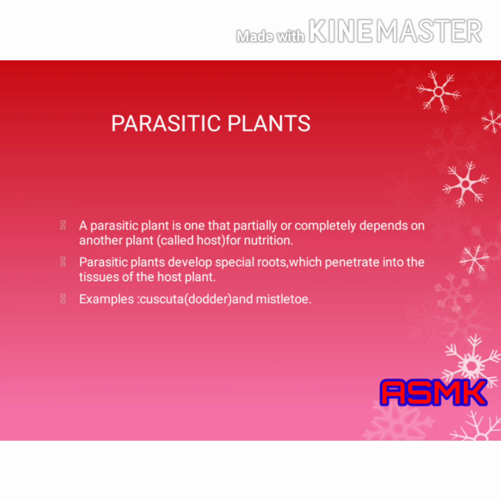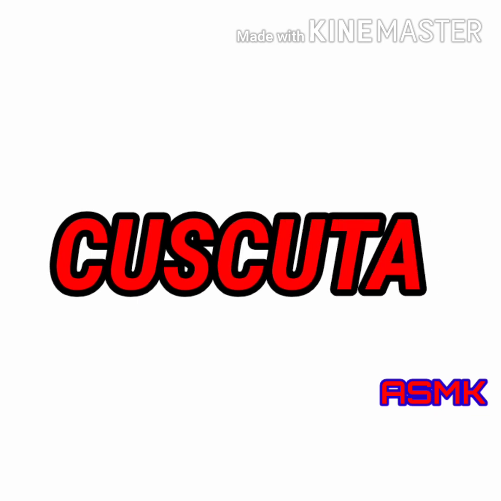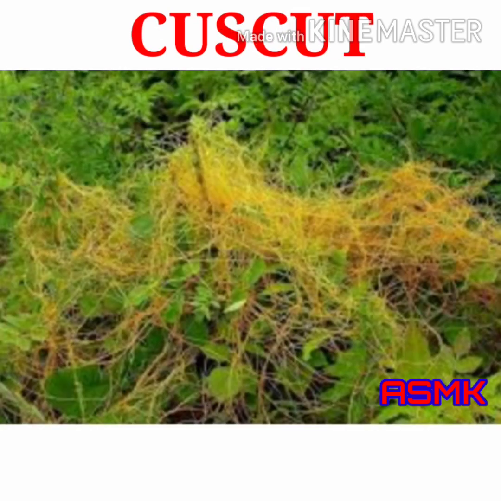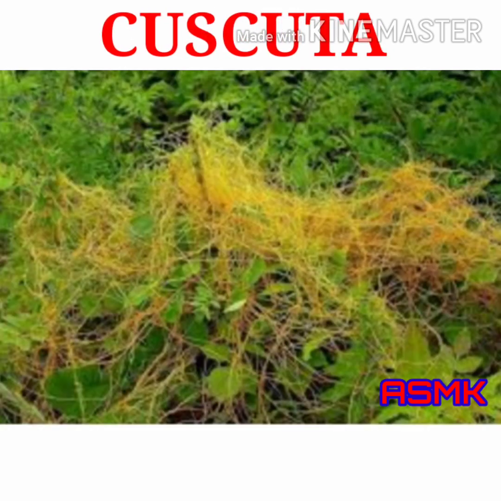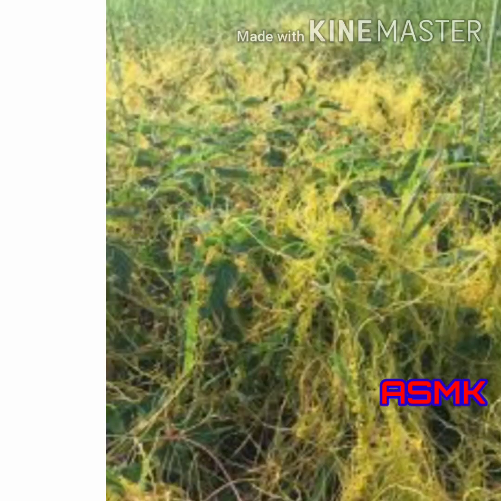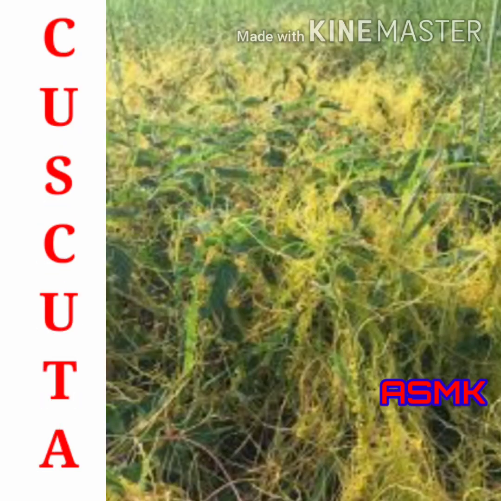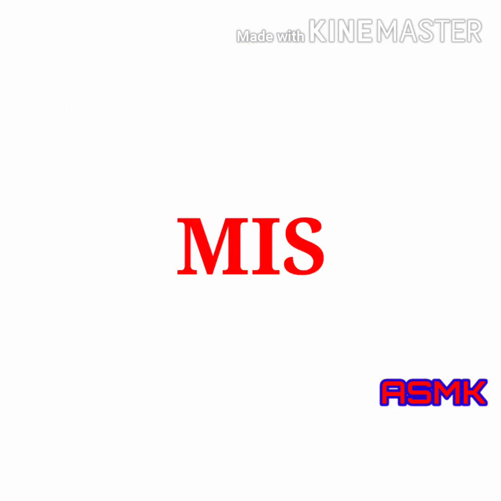Examples of parasitic plants: Cuscuta and mistletoe. Cuscuta. Cuscuta has a short root and a long thread-like stem. It twines around the host stem and sends branches around the neighboring stems.